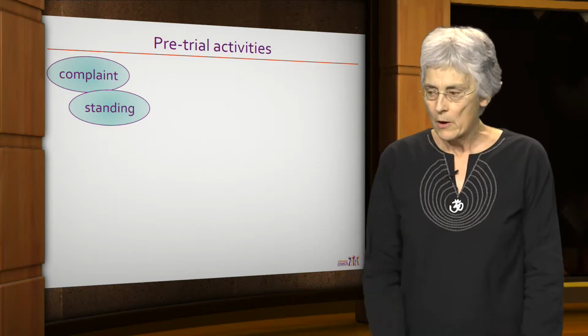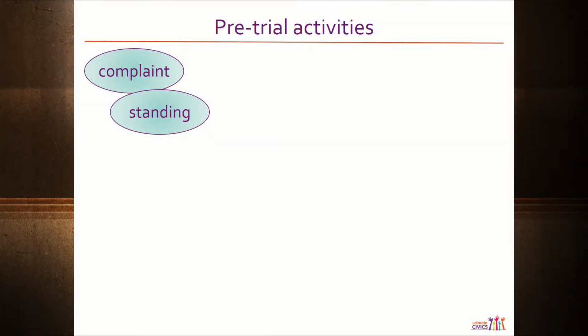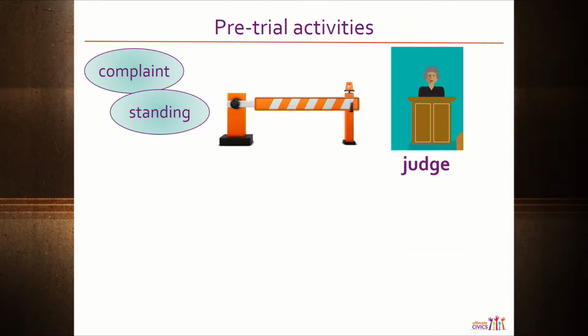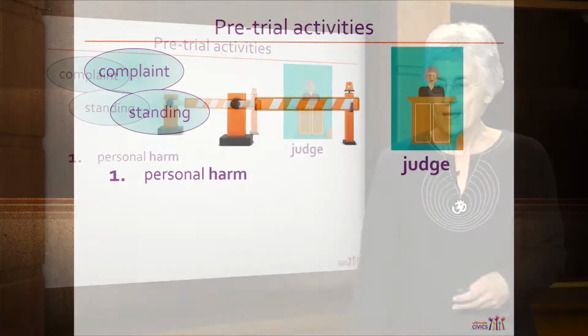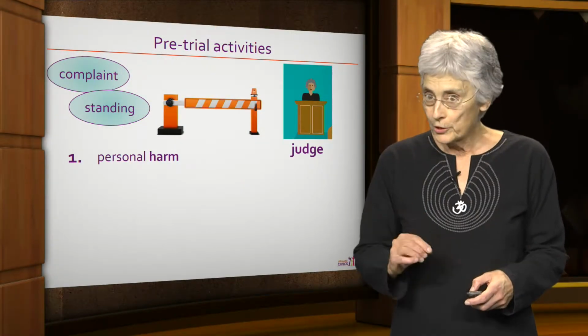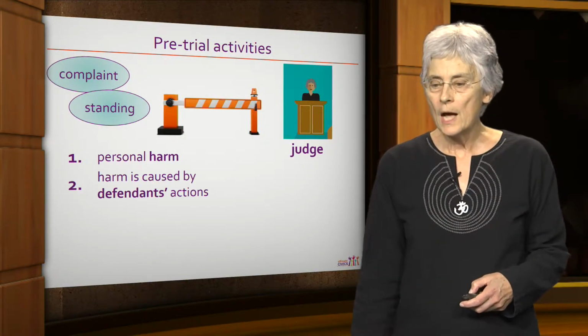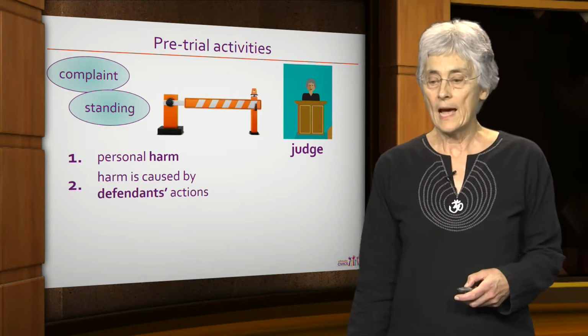So we're going to focus now on the pretrial activities. It's important to realize that not all cases go to trial. There are actually 3 requirements or hurdles in order for a judge to accept a case in a trial. The first one is that the plaintiffs have to demonstrate that there is actually personal harm, and that personal harm has been caused by the defendant's actions.